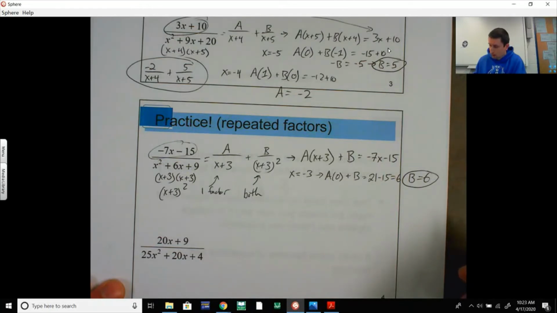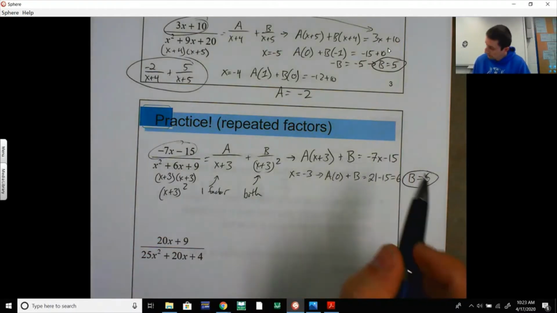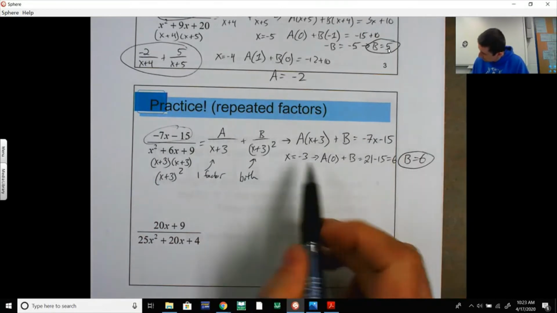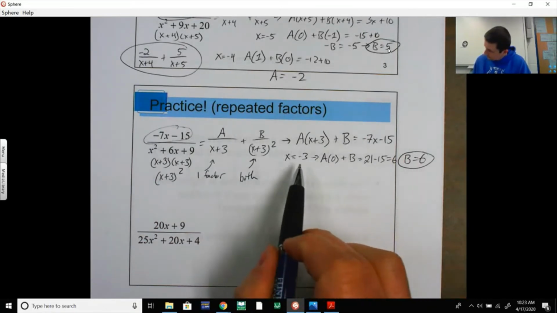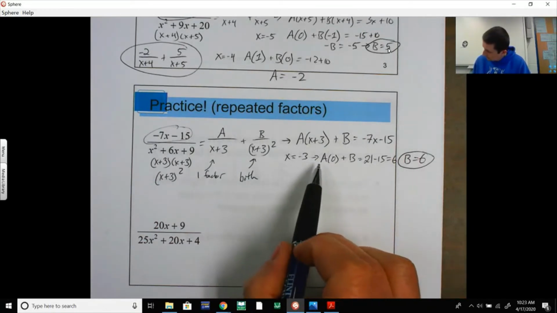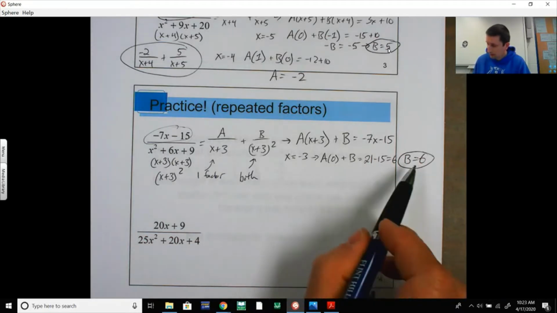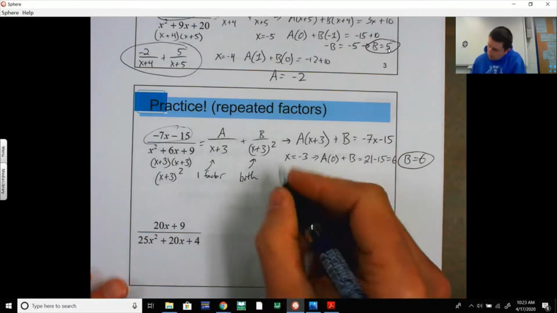Now, what do we do for the a? Okay. I've got about 5 minutes before you guys start logging on. So see if I can get these two examples done here for you. So let's just pick another number for x. We know b is 6. Okay. Let's do it that way.